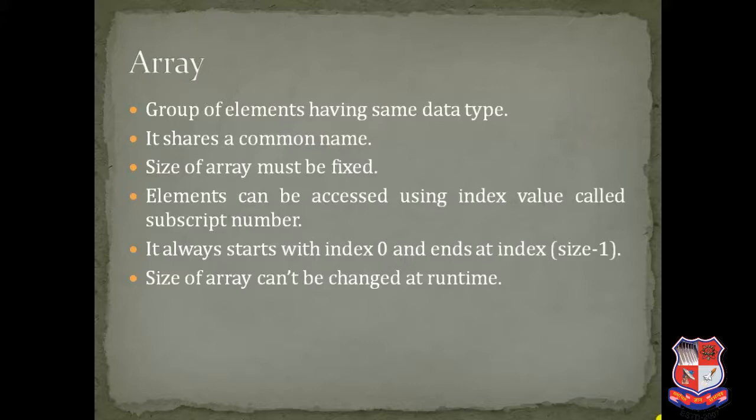Array. Array is a group of elements having the same data type. It shares the common name. The size of array must be declared before execution of program. Elements can be accessed using the index value called subscript number. It always starts with index 0 and ends at index size minus 1. Size of array cannot be changed at runtime.